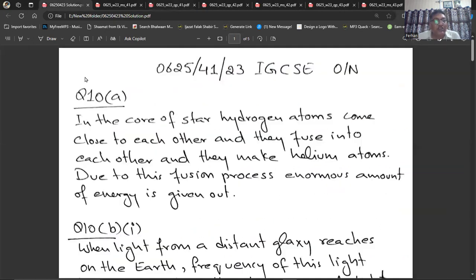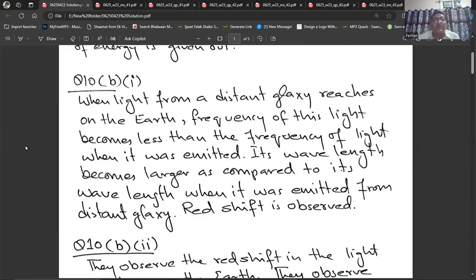So it's a 2 marks question. Let me show you my answer. Question number 10b, first part. When light from a distant galaxy reaches the Earth, the frequency of this light becomes less than the frequency of the light when it was emitted. Its wavelength becomes larger as compared to its wavelength when it was emitted from the distant galaxy. So redshift is observed in the light which is coming from the distant galaxy.